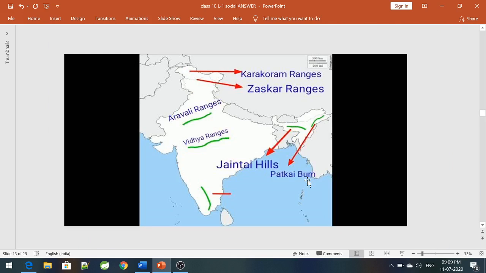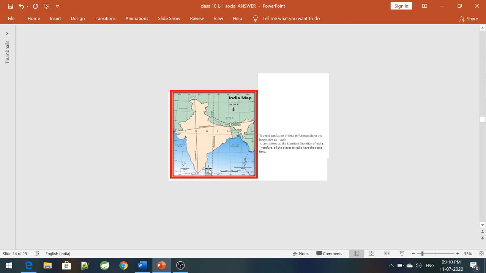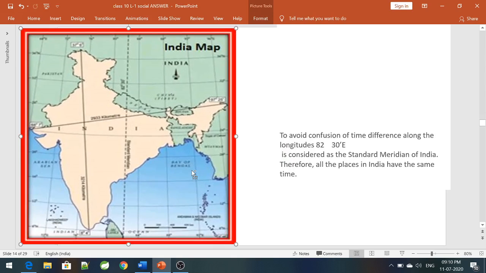Okay, see, these are the ranges. Karakoram ranges, Zaskar ranges, Aravali ranges. You should know where each range is located. So these are Vindhya ranges, Jaintia hills here, this one, all this green colored mark. Okay, and Patkai Bum here. In this way you can have a clear picture in your mind.